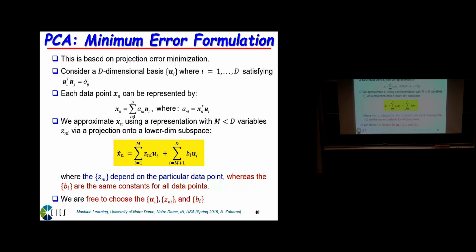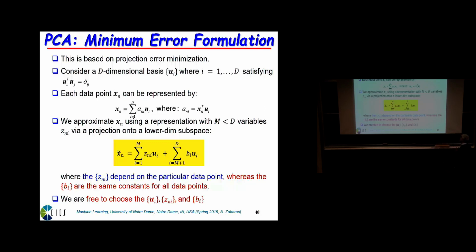Now, we want to do model reduction in m dimensions. So what does that mean? We need to find a parameterization that only requires m coefficients, not d coefficients. So how are we going to do it? We're going to do a projection onto the first m eigenvectors ui. The projection is going to look as follows. We're going to approximate any data point xn as some linear combination of the first m ui's. And you notice the coefficient here depends on each data point n. So there's a subscript there, n.